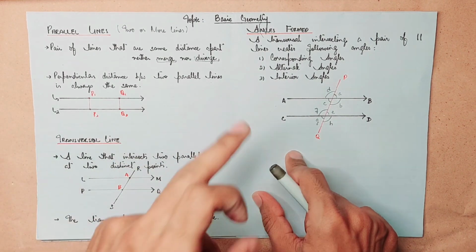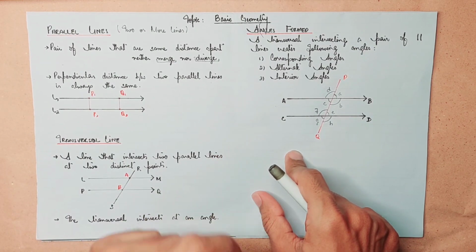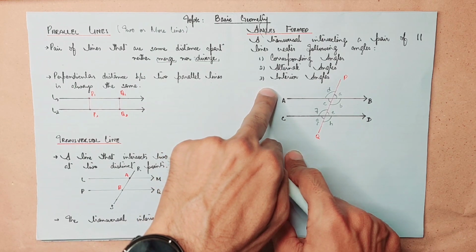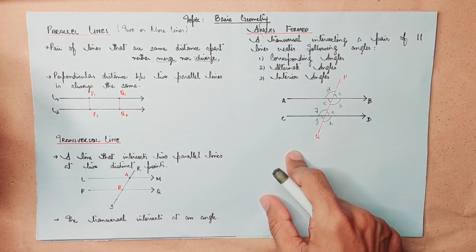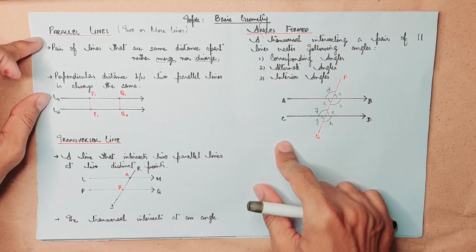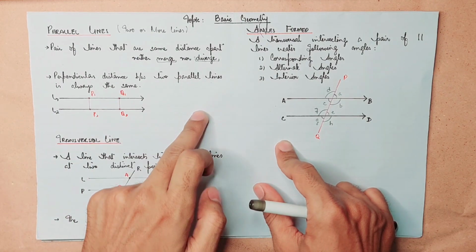Today we will be initiating with the very basic concept of geometry, that is parallel lines and transversal, and when a pair of parallel lines is intersected by a transversal, which angles are formed as a result of this intersection. So let us first initiate with the very basic concept of geometry, that is parallel lines. A pair of lines that are always the same distance apart.